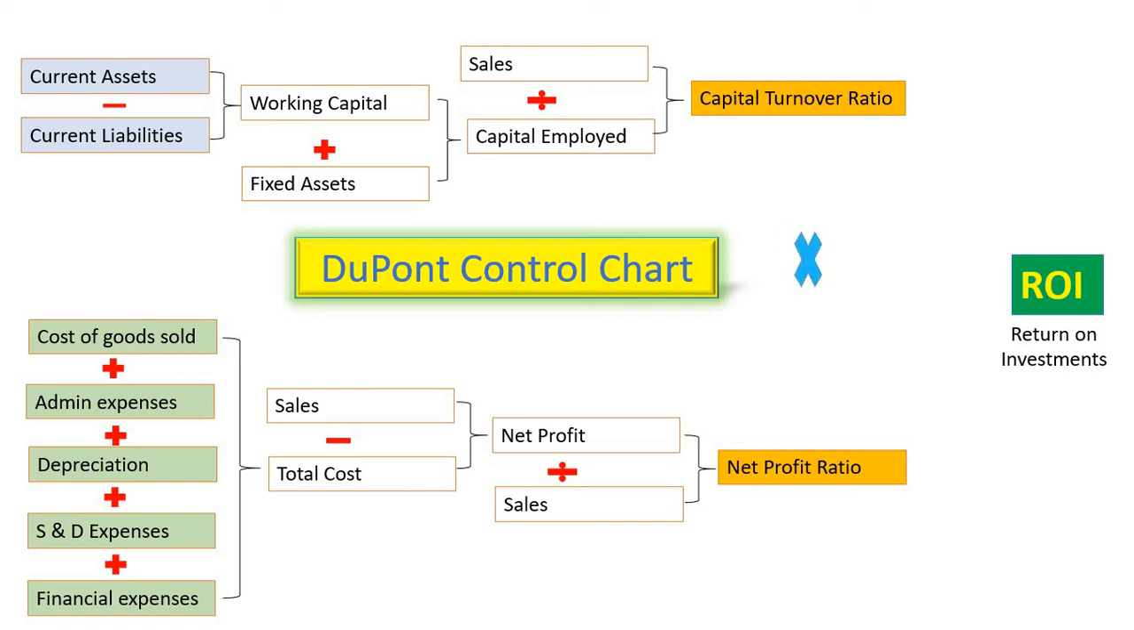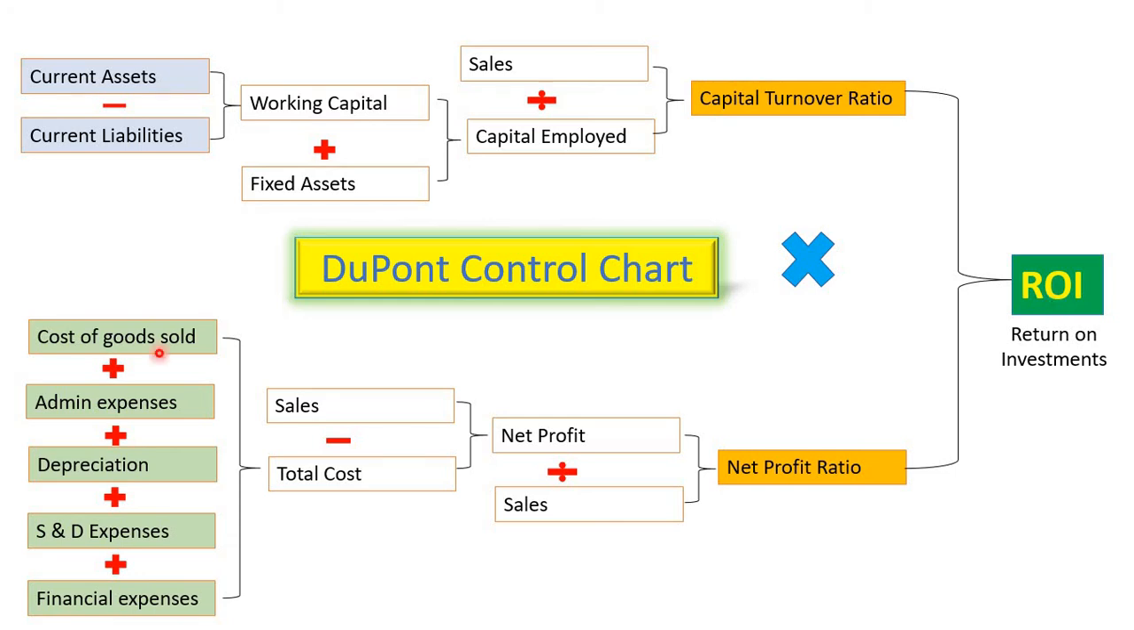Now, as I said, we have got two ratios, that is capital turnover ratio and net profit ratio. When we multiply capital turnover ratio and net profit ratio, we get return on investments. In essence, this is the DuPont control chart. But how does this help the executives or the owners of the business?